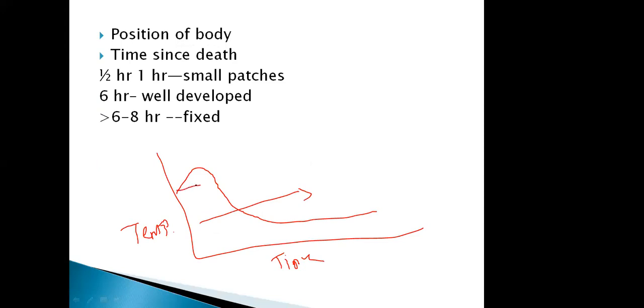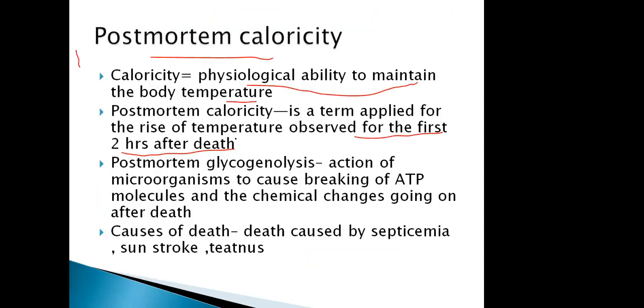But what is happening in the first 2 hours? You have noticed here, in the first 2 hours, the body temperature is slightly elevated. This is called postmortem caloricity. This is called algor mortis. But this initial first 2 hours of temperature rise is called postmortem caloricity. So postmortem caloricity is the term applied for the rise of temperature observed in the first 2 hours after death. It is due to postmortem glycogenolysis. It is due to the actions of microorganisms, which cause the breaking down of ATP molecules and the chemical changes going on after death. So in these first 2 hours, there will be a slight rise of temperature. It is called postmortem caloricity.